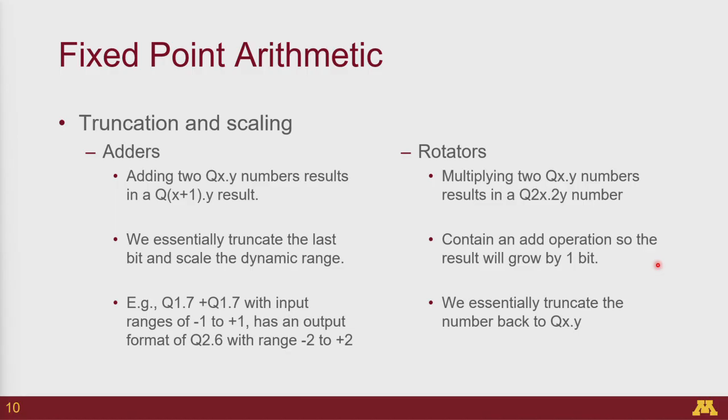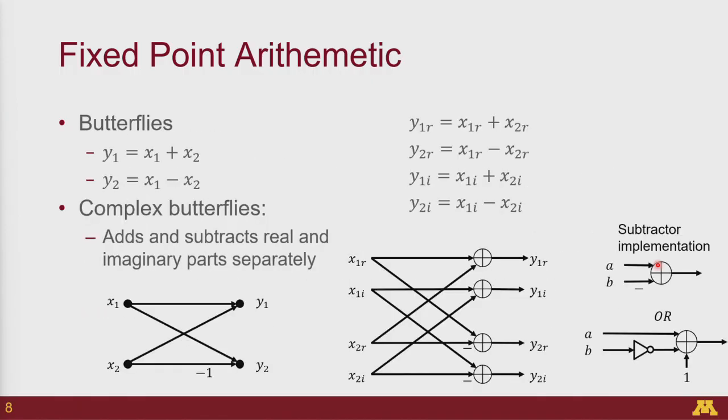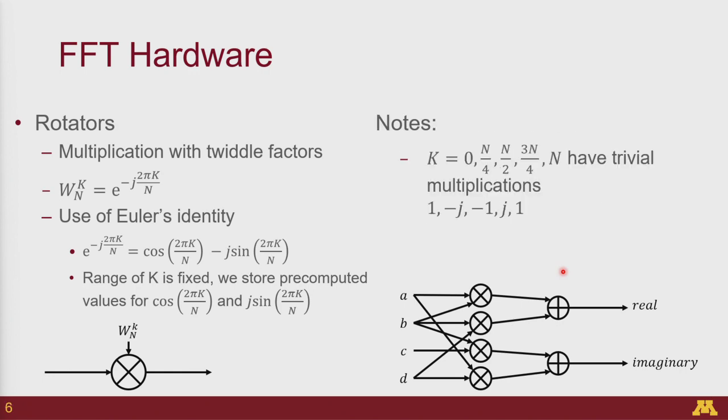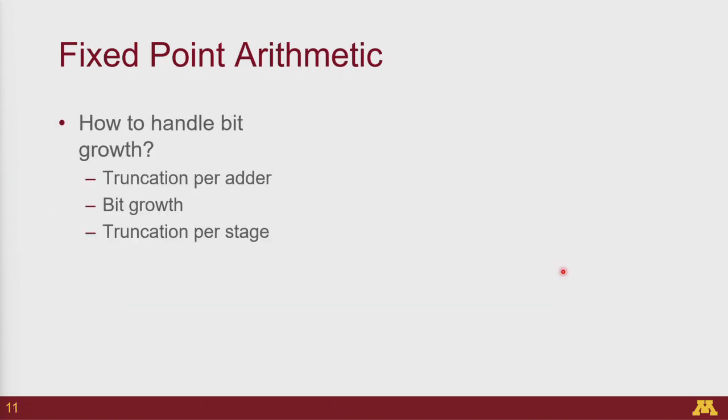But the caveat to this kind of an operation is that, if you remember the design of a rotator, it has an implicit add within it. So from what we discussed earlier, because of that add, we would ideally need to perform scaling and truncation for this add operation here, right? That brings us to the question of how we handle this bit growth. Bit growth essentially says that at each stage every adder needs a +1 bit growth, and a multiplier essentially doubles the number of bits at each stage.